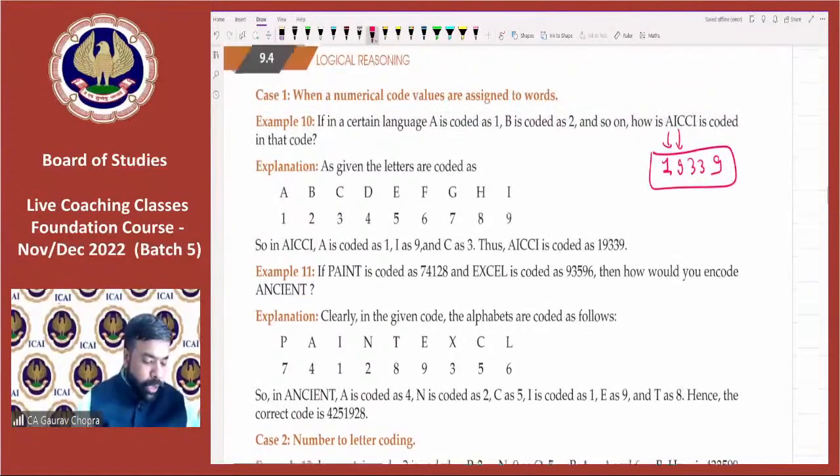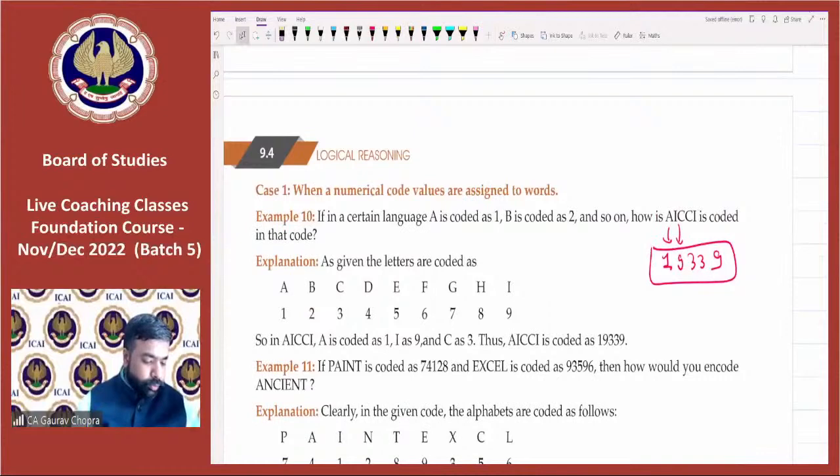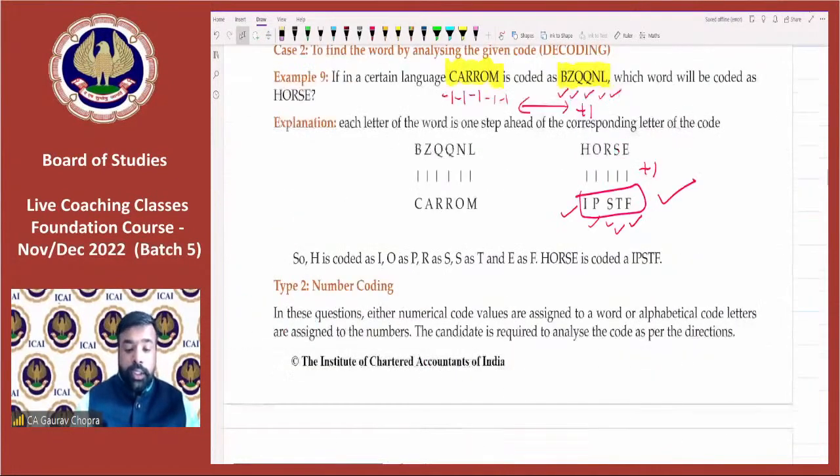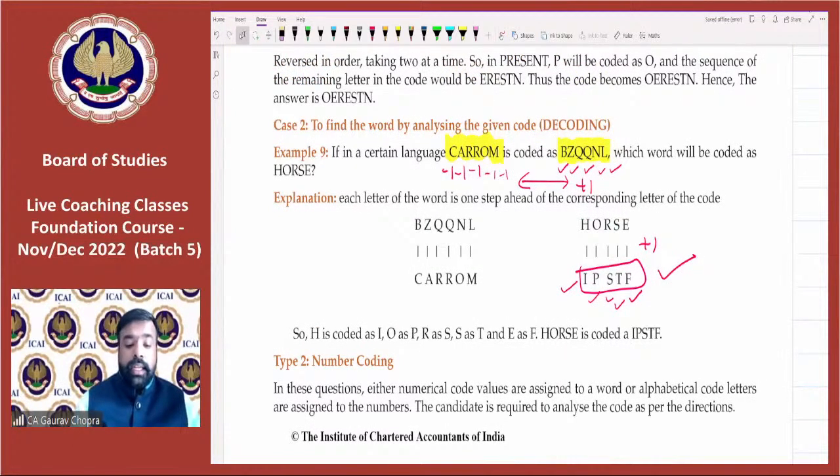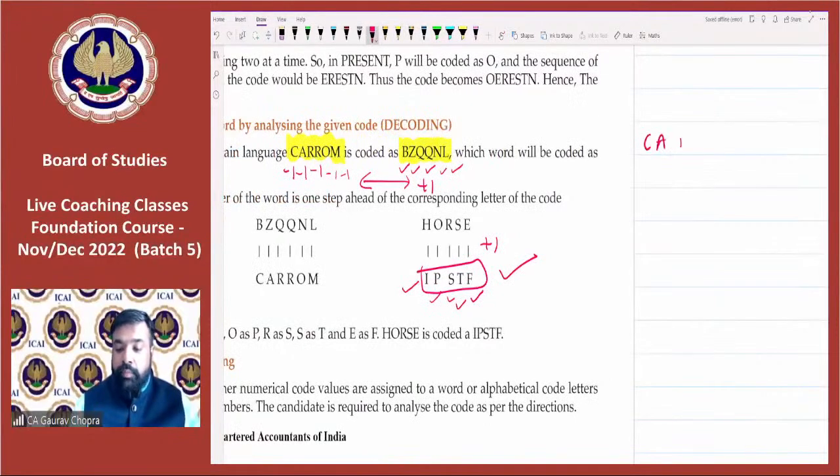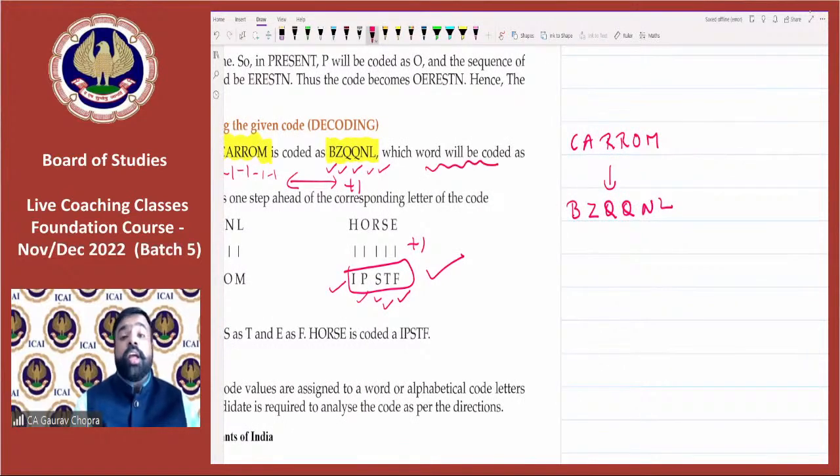Okay, in the Carom example, two of you are having doubts. One is Vagdevi and the second one is Lakshmi. Yes. See, in this question, the question was asking, in a certain language, carom is coded as this. That means carom is given and the code for carom is BZQQNL. Now the question was saying which word will be coded as horse. That means this time horse is given and you have to find out the word.